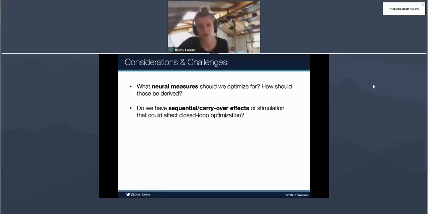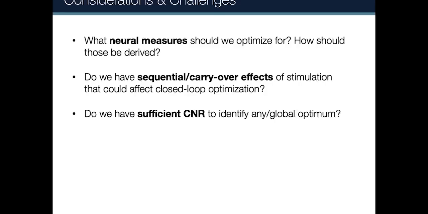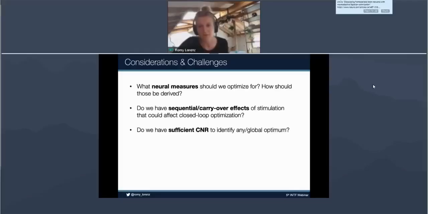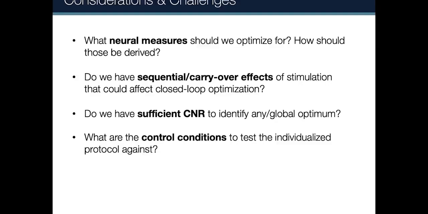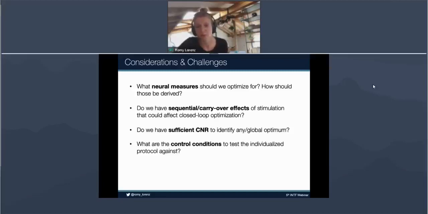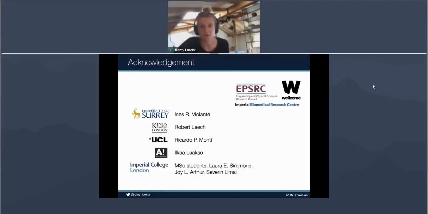Again, in this case, we would try to optimize a moving target, which is an impossible thing to do. Also, as Til mentioned, do we even have sufficient CNR, contrast to noise ratio, to identify any or even the global optimum? If we're not identifying the global optimum, maybe this also has ethical considerations, given that we may be stimulating patients with a suboptimal protocol. And what are even the control conditions to test any individualized protocol against? This should probably be talked about more, because it would probably be a group-derived stimulation protocol that we then compare against. Yeah, and then I just thank all the people involved in this particular study.